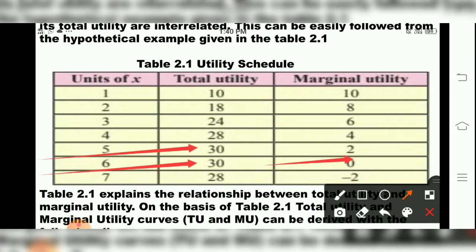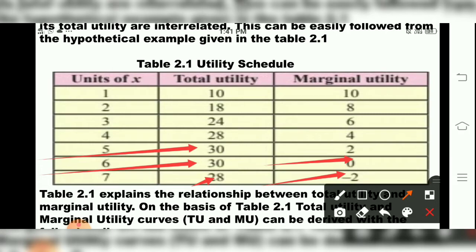Then come to when extra consumption is there, and total utility is 28 over here. So total utility has declined, and when it declines, the marginal utility comes in a negative way, -2.